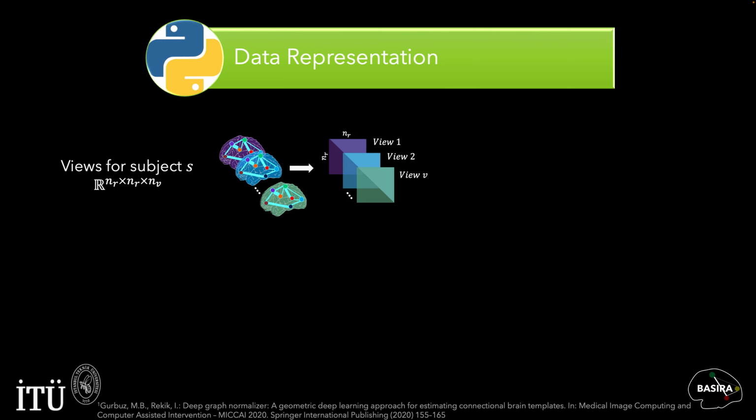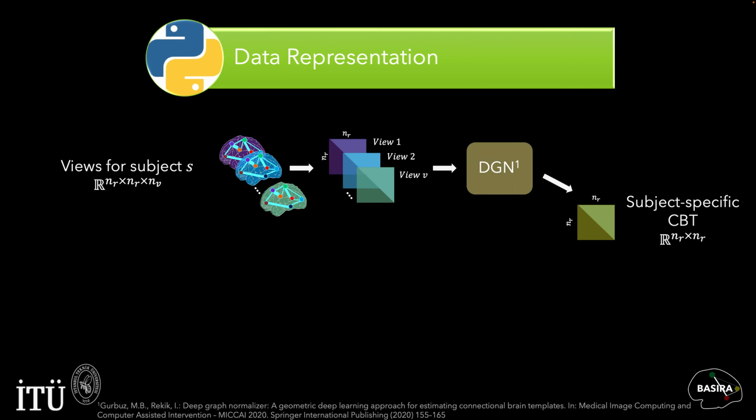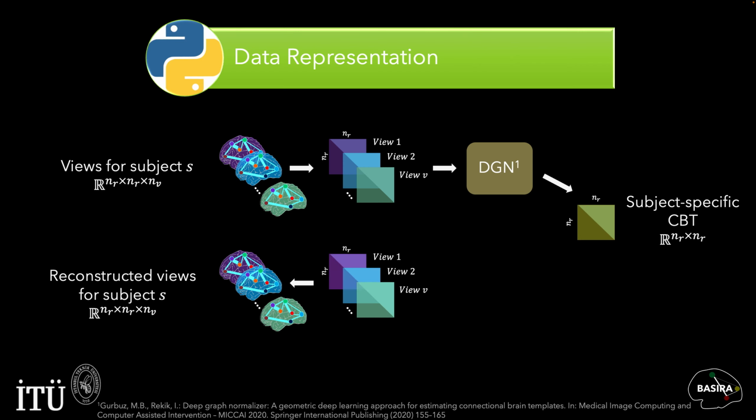In terms of data, we represent the multi-view brain graph for a subject as a stack of adjacency matrices, where each adjacency matrix is a different view. Then, the DGN fuses these multiple views into a single-view connectional brain template (CBT), represented as an NR times NR matrix, where NR is the number of regions of interest. Then, RDGN reverse maps this CBT to the original multi-view brain graphs, whose shape is the same as the input.